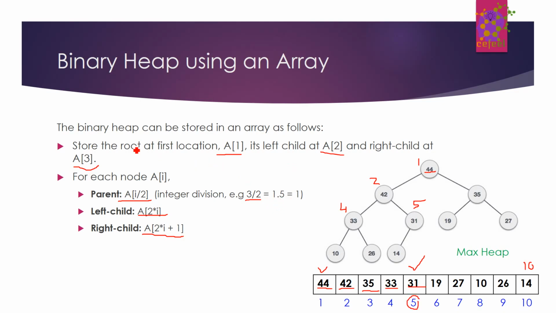So this is how we can store a binary heap easily in an array and navigate to get a parent of a node, or to get a left child or right child of a node. And then we can just treat the array as a binary tree and perform our operations. Pretty cool, isn't it?